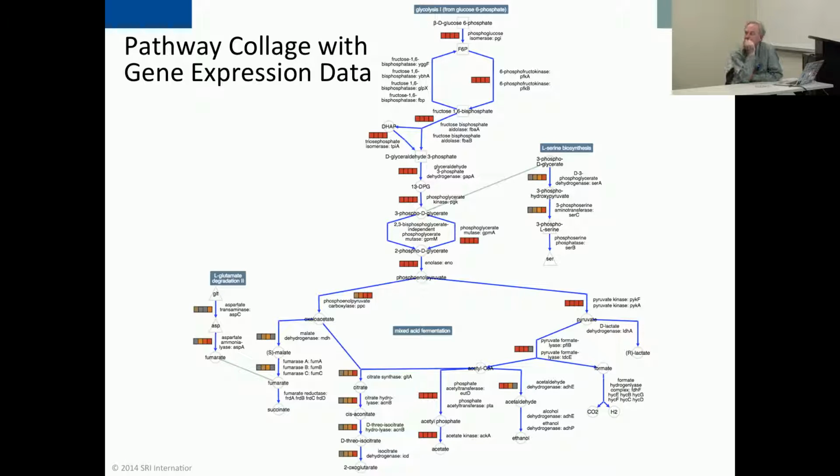Are the data points on how much each thing's expressed aggregated across everything that's been put in the database, or is it the result from one experiment? It's the result from one experiment.